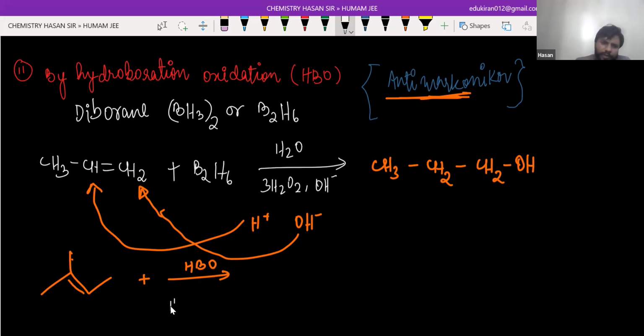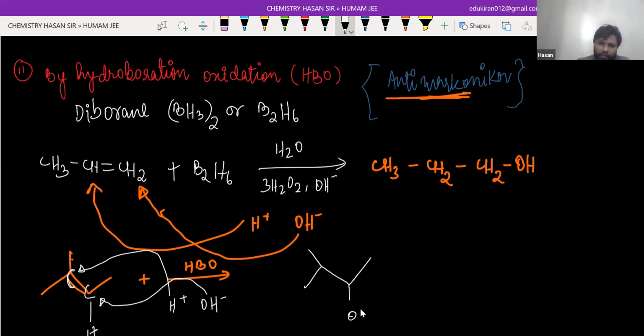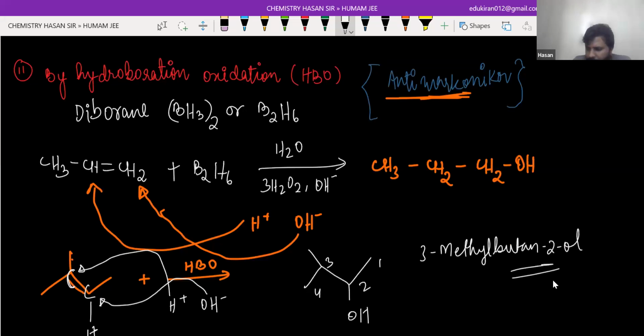So for HBO here, you can see H plus and OH minus is there. This is your carbon, this is your carbon along the double bond. This carbon has one hydrogen. This doesn't have hydrogen. So the negative part will go to that carbon which has greater number of hydrogen, and positive to that carbon which has less number of hydrogen. Hydrogen we usually don't show. So this is the product. The name is very simple: 3-methylbutan-2-ol. Isn't it easy? Yes. Okay, so write it.